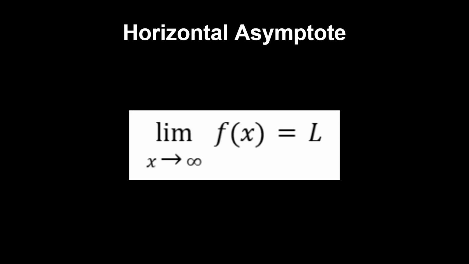Here's some stuff about horizontal asymptotes. Basically, you just set the limit as x approaches infinity of f of x equal to L, and L would give you the horizontal asymptote if there is one. And finally, this is how you take the limits at infinity when you're trying to find a horizontal asymptote.